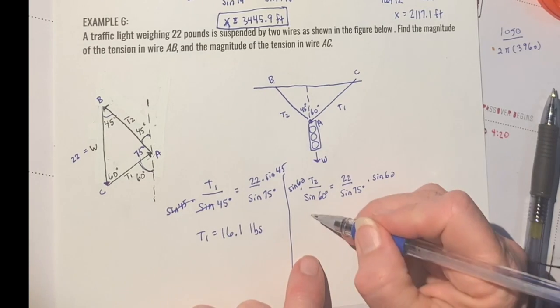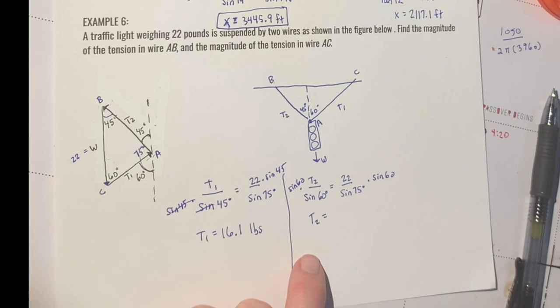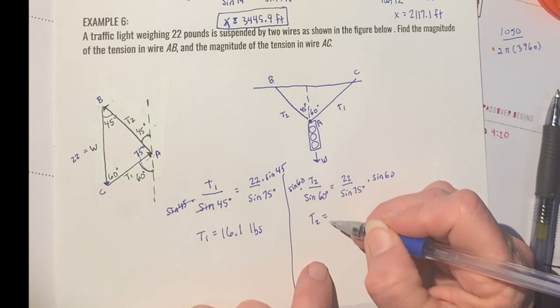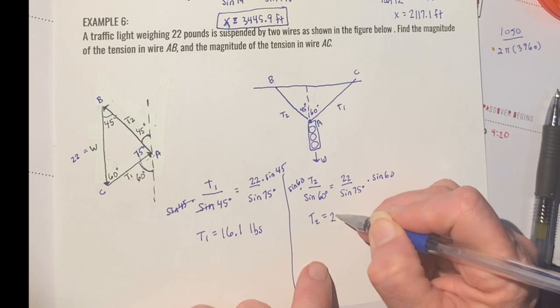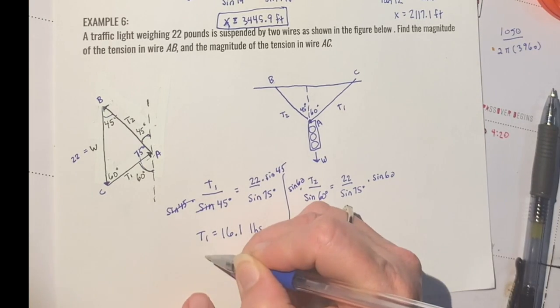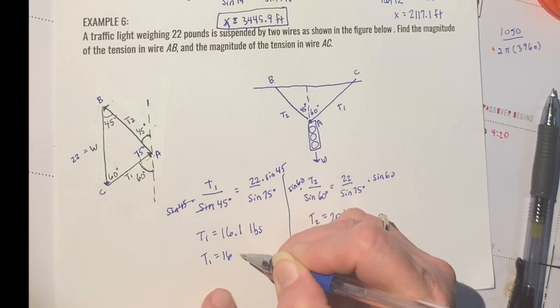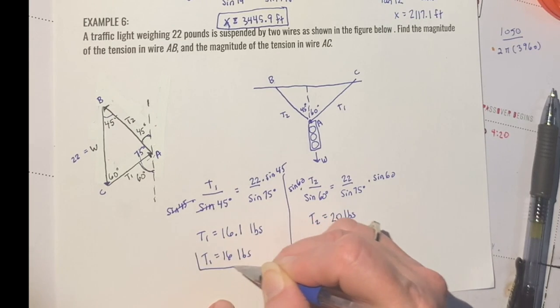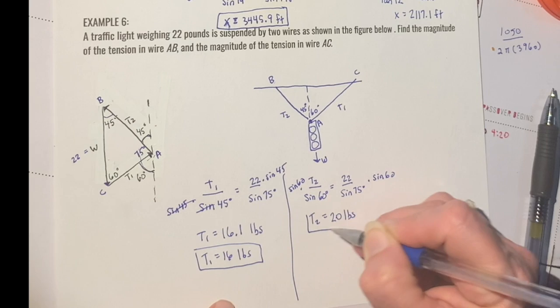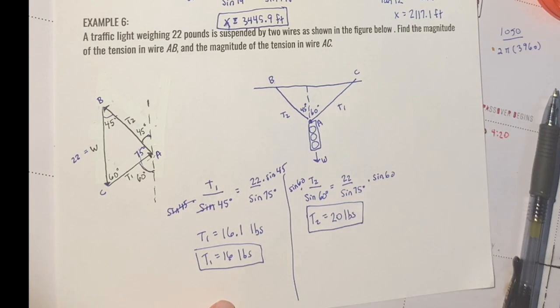Units. So T2 would be 22 times the sine of 60 divided by the sine of 75. And that comes to be 19.7, which will just round up to 20 pounds. This would be significant digits if it asks you to leave it that way. And those would be the tensions of each wire.